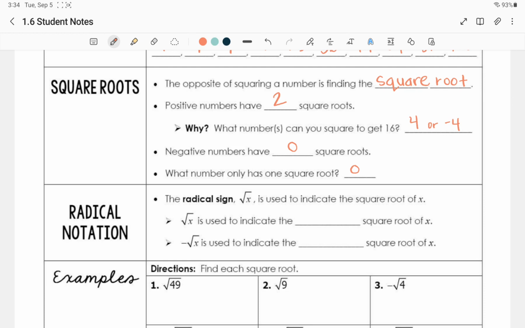All right, radical notion. Radical. The radical sign is this square root symbol that you see here. It's called a radical sign. It's used to indicate the square root of a number that's underneath it, any number, x. Okay? So if we have x, the square root of x is used to indicate that there is a positive square root of x.